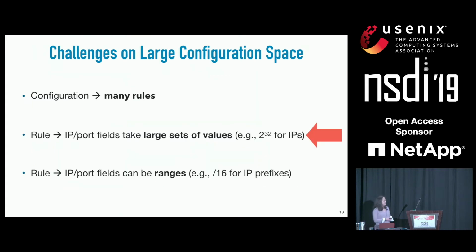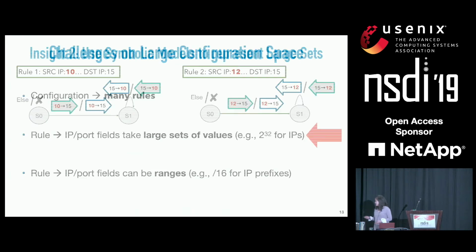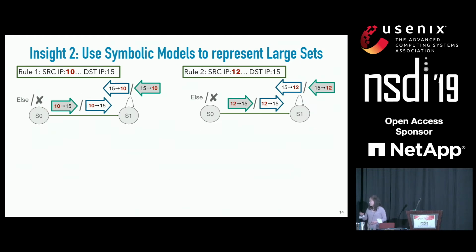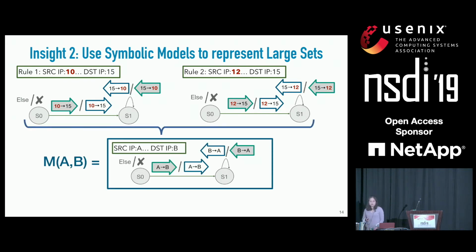So far, I established that we need a model per rule, but a rule also has a large search space due to IP and port fields. Let's see how we tackle that next. Suppose I have 2 rules, where the only difference is the concrete value used for source IP. One takes 10, and the other takes 12. What we observe is that the resulting models are logically identical, except for the concrete value used for the source IP. That suggests that we can learn a symbolic model by abstracting away the IP and port fields, right?